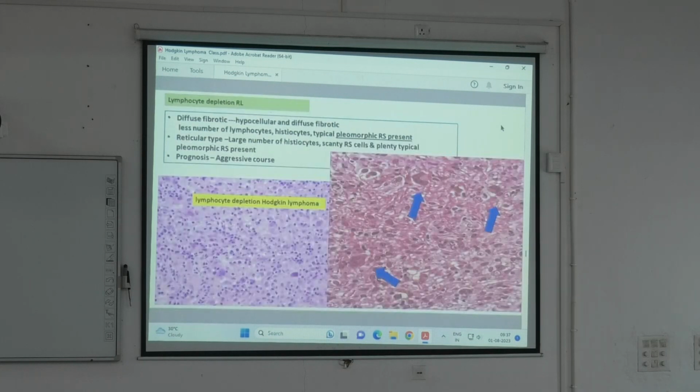Next one is the lymphocyte depletion. Here the lymphocytes are depleted. Everything else is there, but the lymphocyte predominance is less. A pleomorphic RS cell is also present in some cases. I am showing this morphology here. Only the lymphocytes are depleted, and various types of RS cell, along with the classical one, and you can get the pleomorphic also.